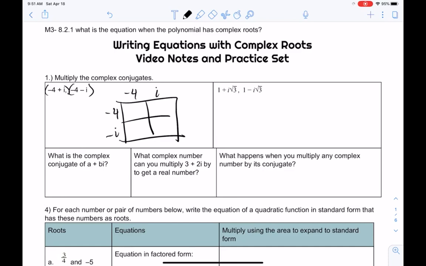So when we multiply them back together, we should end up with something that looks familiar to us with no i's left over. Negative 4 times negative 4 is 16, negative 4i, positive 4i, and negative i squared. Okay, well look, these middle terms cancel out, which is what I expected. I don't want any i's left over. And what do we know about i squared? Well, i squared just equals -1.